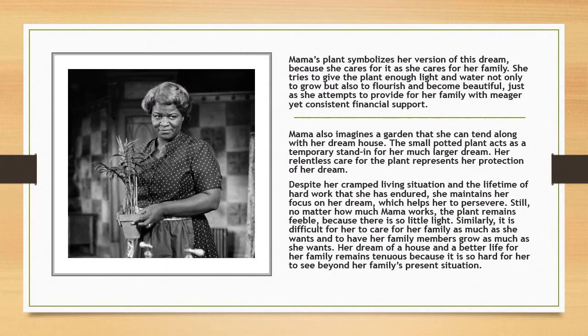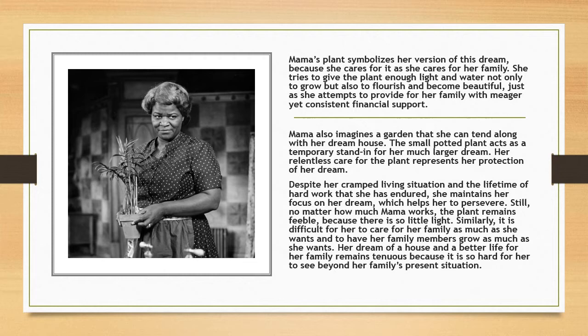Mama's plant, so now we kind of jump into analysis of the symbols in the scene. Mama's plant symbolizes her version of this dream because she cares for it as she cares for her family. She tries to give the plant enough light and water not only to grow, but also to flourish and become beautiful, just as she attempts to provide for her family with meager yet consistent financial support. Mama also imagines a garden that she can tend along with her dream house. The small potted plant acts as a temporary stand-in for her much larger dream.